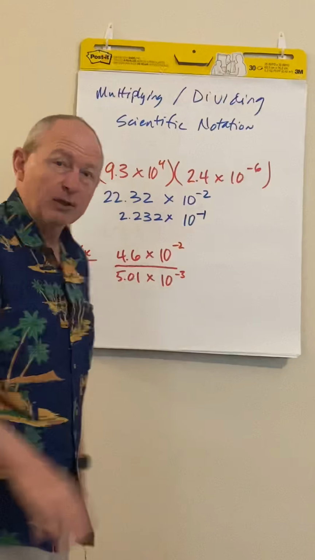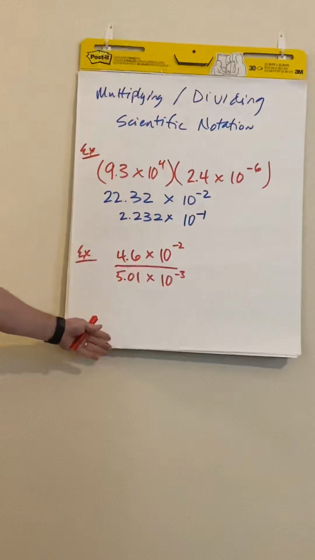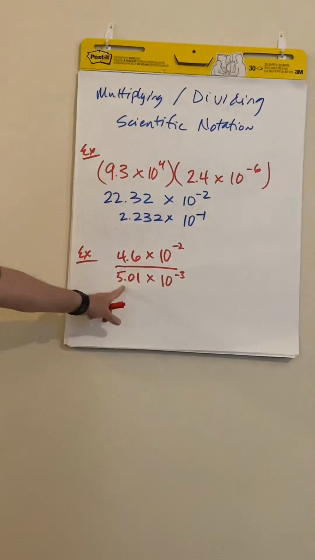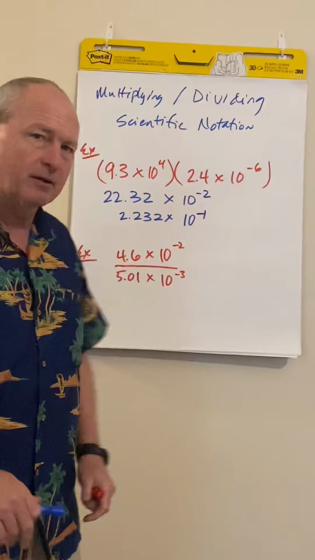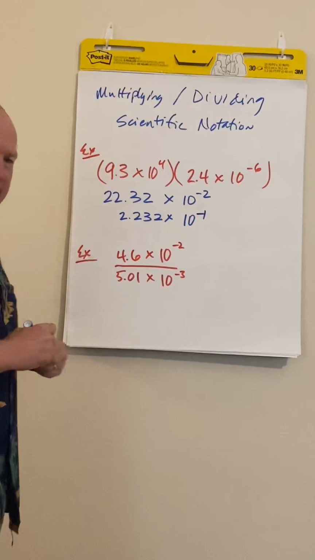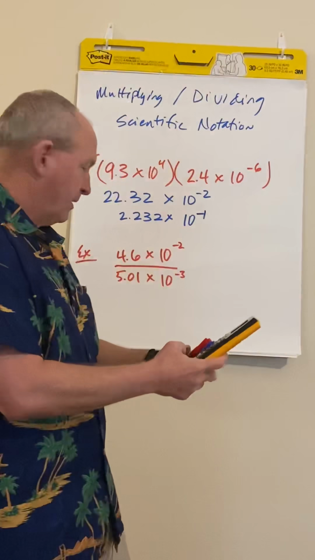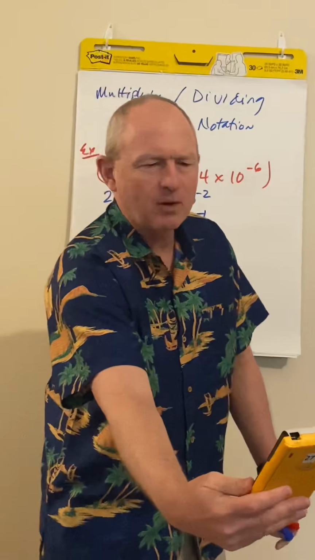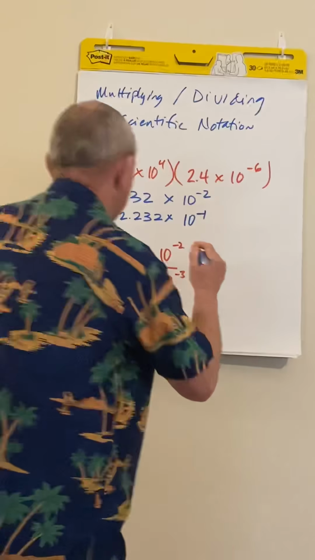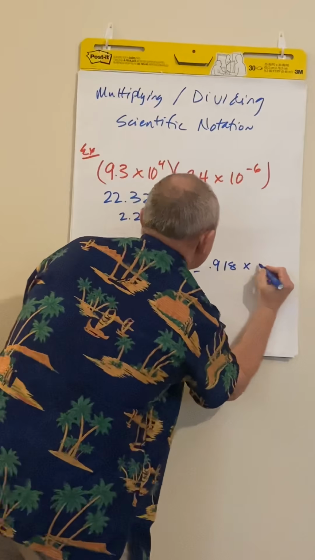All right, so a very similar problem occurs when we're doing the second one here. The second one clearly is division. We're going to divide 4.6 by 5.01, and then we're going to figure out the exponents. There's two things I want you to notice here. I am going to do 4.6 divided by 5.01 on the calculator. Okay, that comes out to 0.918. So that's 0.918 times 10 to the.